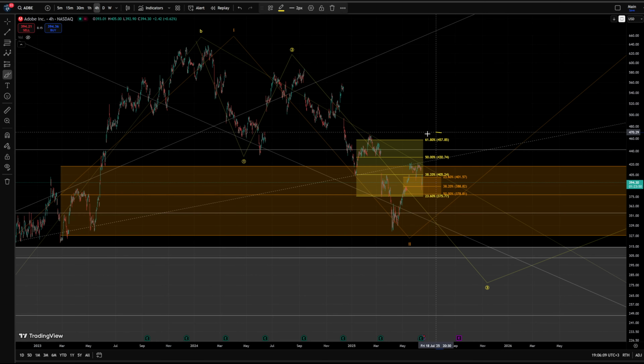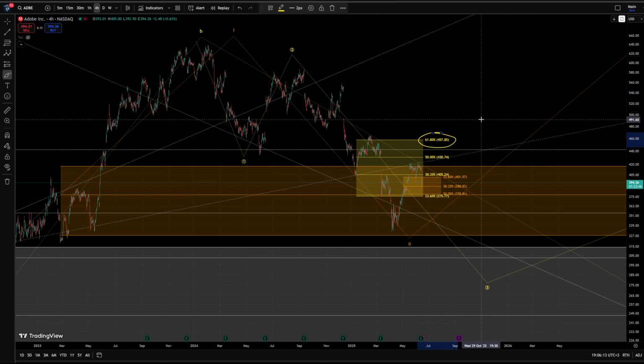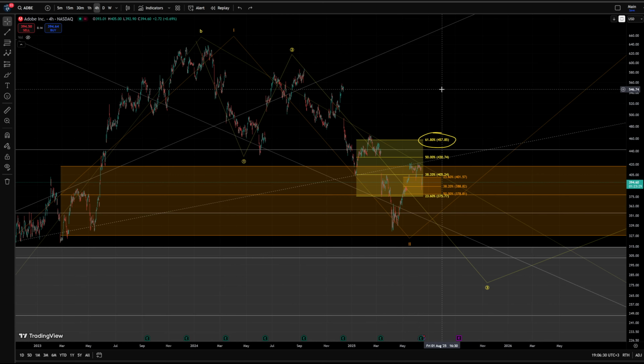If we break above the 61.8% retracement, we can consider the third wave has finished and look for new levels of resistance. And if we break the 50% retracement here at $378.81, we are looking for more direct lower prices.